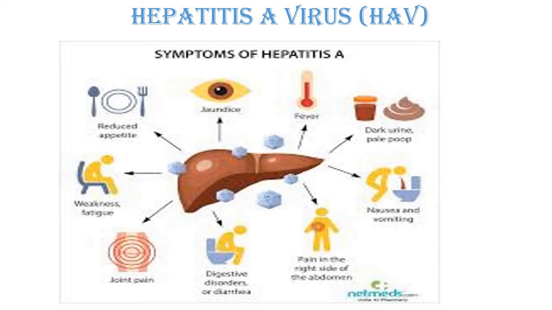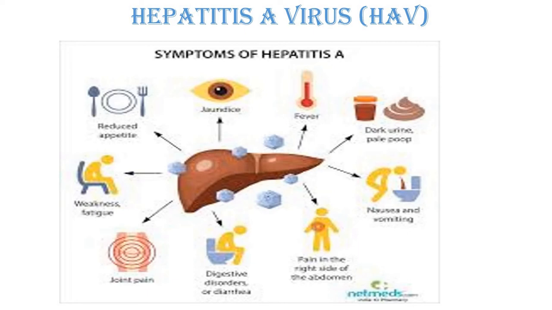Yellowness of the eye, which is the main symptom of jaundice. Reduction in the appetite. Then weakness, which is observed in the patient, or the fatigue condition. Pains in the joints. Digestive disorders, it may lead to diarrhea, vomiting. Then pains on the right side of the abdomen, which is one of the symptoms of hepatitis. Nausea and vomiting.